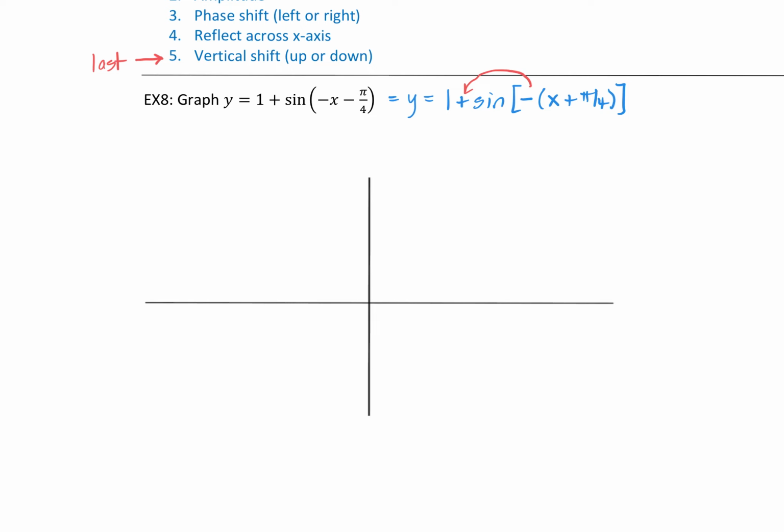Now, I actually don't like having that equal sign there. Too many equal signs. This is now y equal to 1 minus sine of, I don't need the brackets anymore, I just have x plus pi over 4. So it looks like the plus pi over 4 is going to be a phase shift of negative pi over 4. We're going to go left pi over 4. And then that negative in front of the sine, that would be a reflection across the x-axis. And then that positive 1 is going to be a shift up 1 unit.